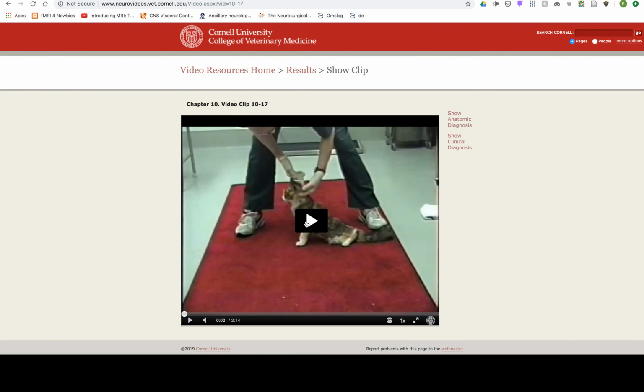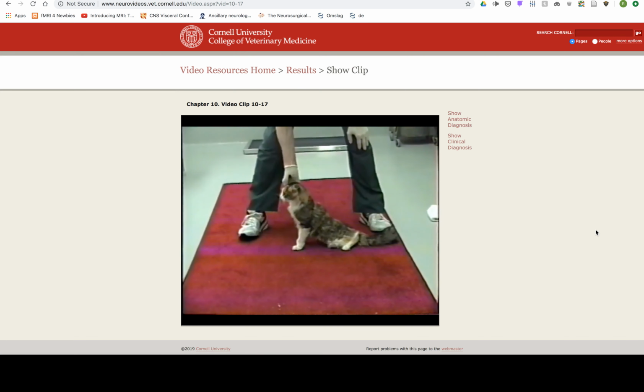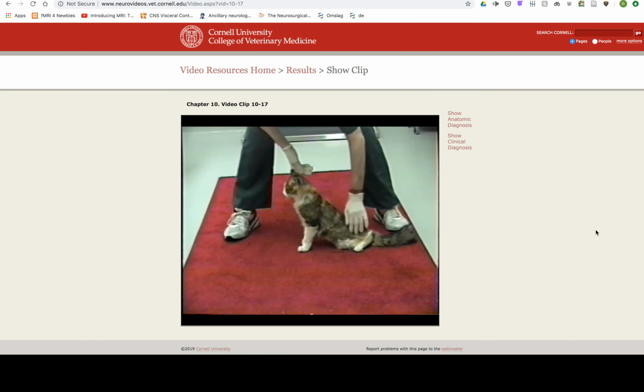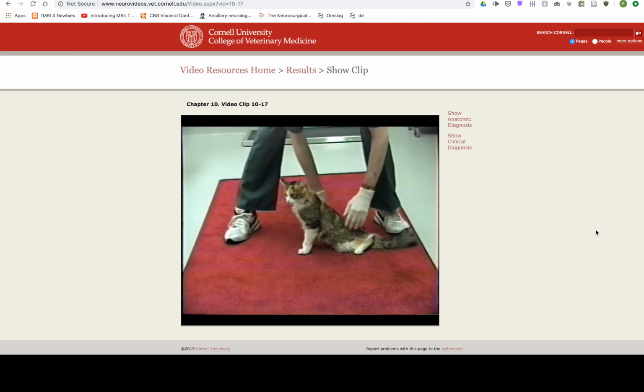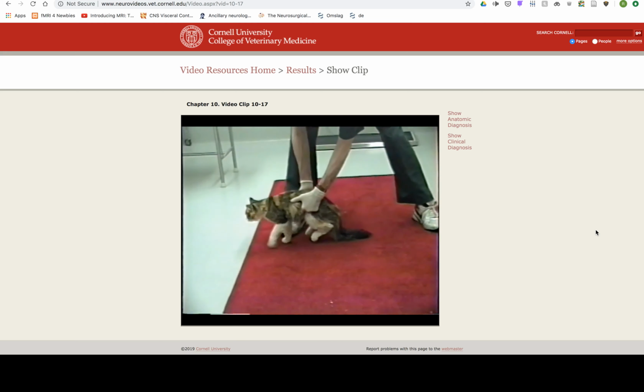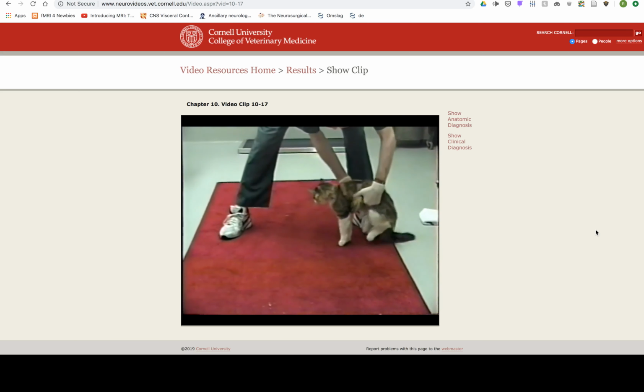Case example 10-7. Signalment: 1-year-old female domestic shorthair. Chief complaint: abnormal use of the pelvic limbs. History: over a 2 to 3 day period, this cat rapidly lost the use of its pelvic limbs to the point that it could not stand without help. Examination: video 10-17 shows the grade 2 spastic paraparesis and pelvic limb ataxia. Anatomic diagnosis: focal or diffuse lesion between the T3 and L3 spinal cord segments.